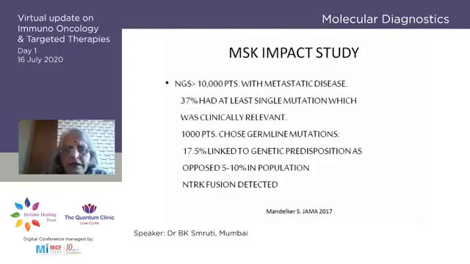Now this is the MSK Impact Study, and they have their own platform, and you can see that they had done the NGS in more than 10,000 patients of metastatic disease of various histologies. 37% had at least a single mutation which was clinically relevant. 1,000 patients also chose to go for the germline mutations. So 17.5% were linked to genetic predisposition as opposed to 5.10% that we get in the population when studied by other methods. And of course, then you have the anti-RK fusion detected.